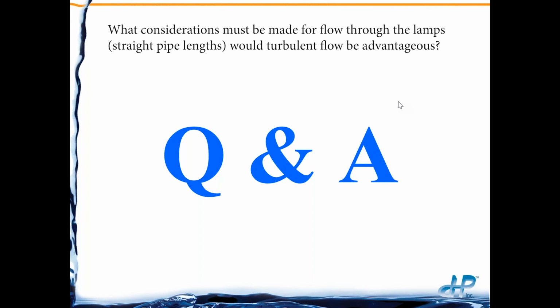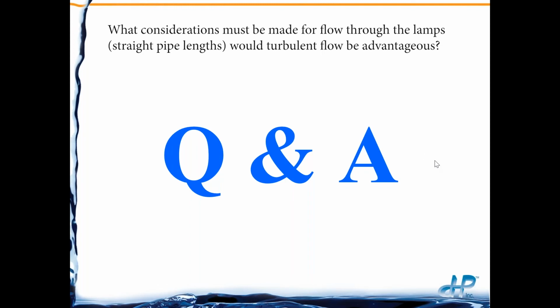So another question here: what considerations must be made for flow through the lamps? Straight pipe lengths, would turbulent flow be advantageous? So the recommendations for installation before and after, if we're talking about validated systems that follow US EPA guidelines, the EPA does have some instruction in their UVDGM, the guidance manual for UV, that indicates a certain length of pipe upstream and downstream of the UV to make sure that any validated performance is not affected.